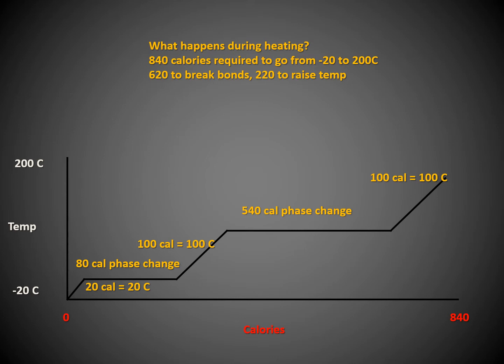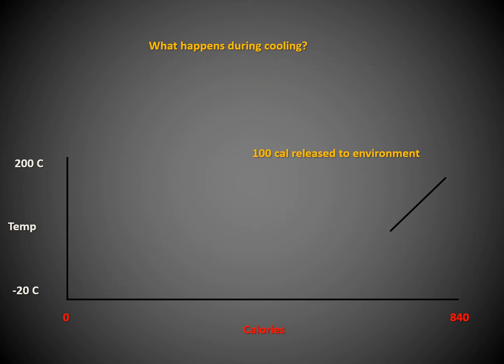What happens if we go the other way? Let's start with steam at 200. And now the steam releases its energy. It needs to cool off, right? In order to cool off, it has to get rid of some of its heat. So it releases its heat into the environment. To drop 100 degrees, what does it have to do? It has to get rid of 100 calories, right? And it does that. So as steam drops from 200 to 100, there's a gram of it, it's going to give off 100 calories into the environment.